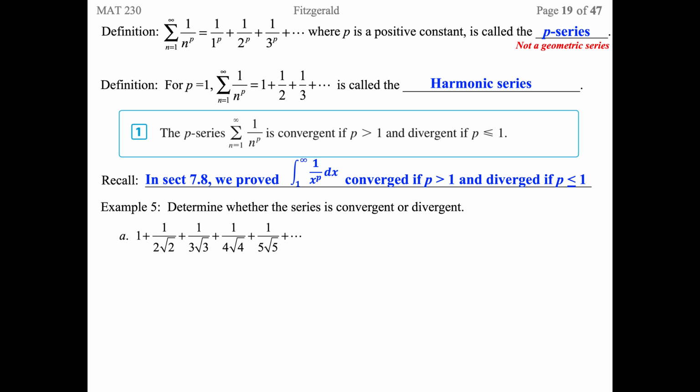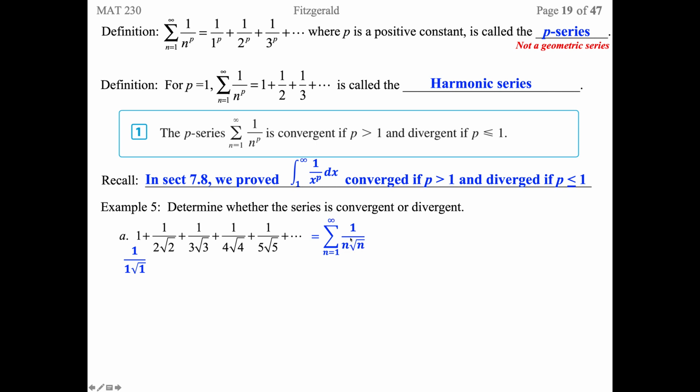All right, example time. Let's look at this series here, see if it converges or diverges. So 1 plus 1 over 2 times the square root of 2 plus 1 over 3 times the square root of 3. Wait a minute, I see a pattern here. This 1 is 1 over 1 times the square root of 1. Then that's when n equals 1, n equals 2, n equals 3, 4, 5. So this is 1 over n times the square root of n, and that's going to be a summation up to infinity.